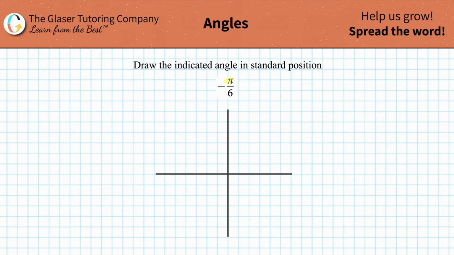So how do we draw negative pi over 6 radians in standard position? Well, the first step of always doing a problem like this is to draw your initial side on the positive x-axis, and you're going to label that 0 degrees or 0 radians. Now what you have to do is take a look at the sign. If the sign's negative, you're going to be rotating in a clockwise direction.